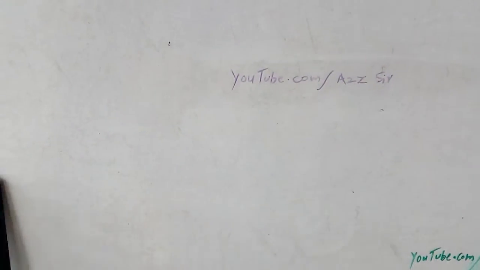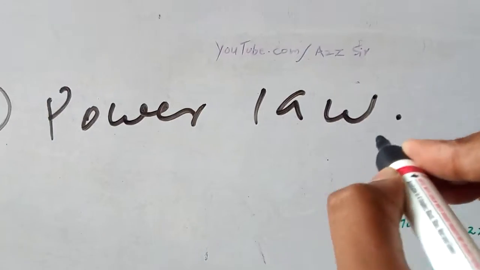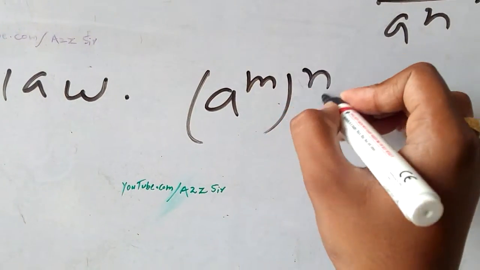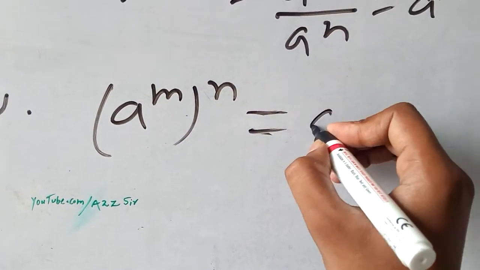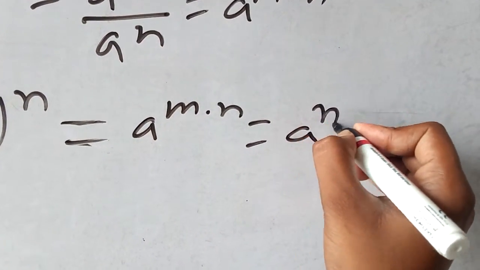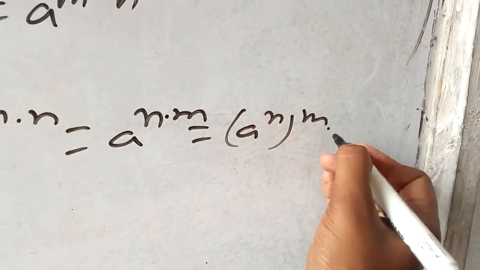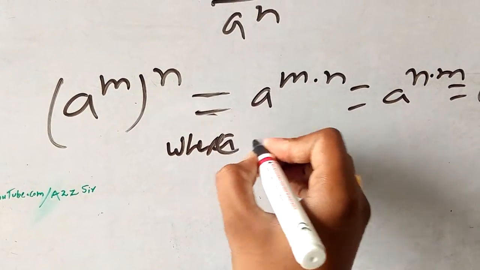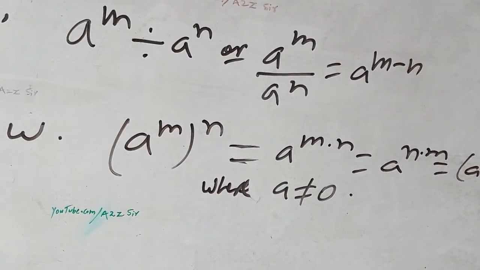The third one is the power law. In the power law, we have a to the power m, whole to the power n, and we can multiply these as a to the power m into n. We can also arrange it as a to the power n into m, the same thing. This is the same rule, where a does not equal 0. Then only is this rule applicable.